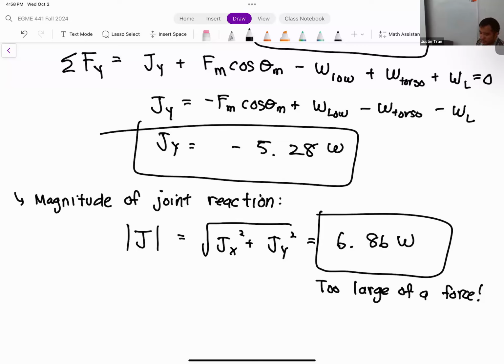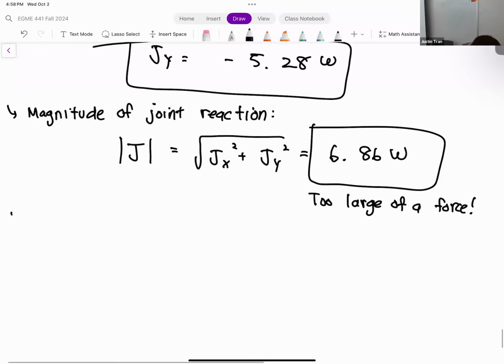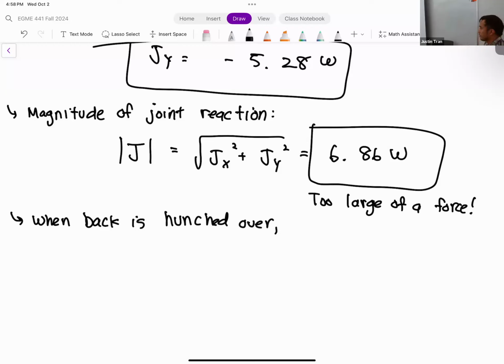Not only is it very large, but we haven't really considered this all too much. In this position, with your back bent over, or I should say hunched over, your spine is actually in a very vulnerable position. Remember, your spine is nothing more than a stack of all these different vertebrate bones. And when you hunch over, those vertebrate bones change their alignment as well.